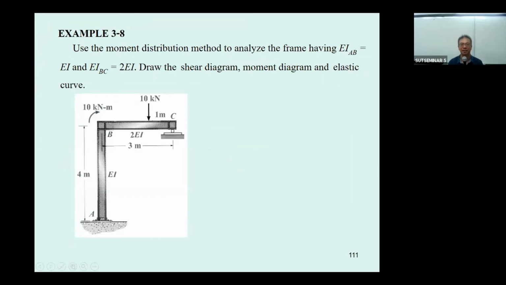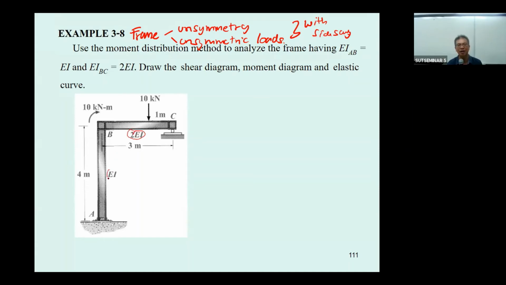So let us start with this problem, okay? This frame is unsymmetric, and it is subject to unsymmetric load. So for sure, the problem is going to be a frame with sidesway. Based on this, the EI of the beam is 2EI and the EI of the column is going to be EI. Okay, they are not equal.